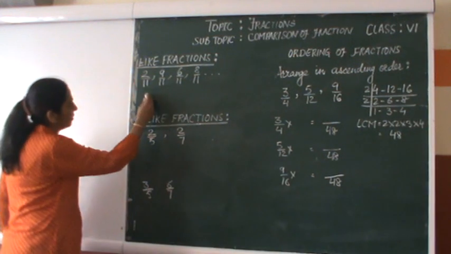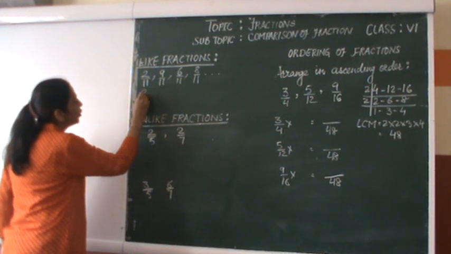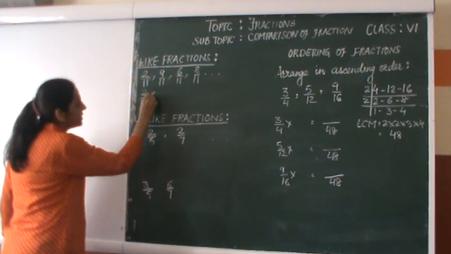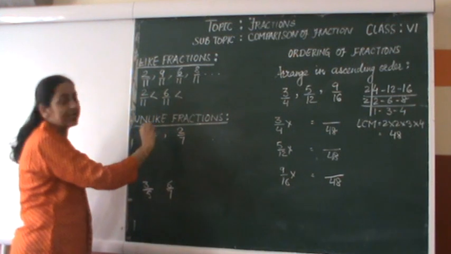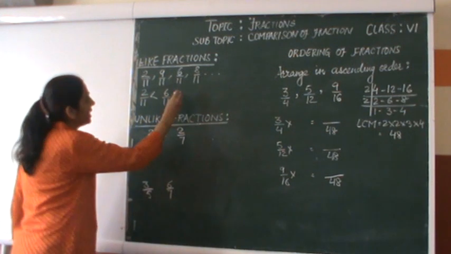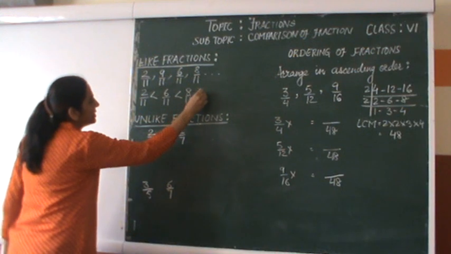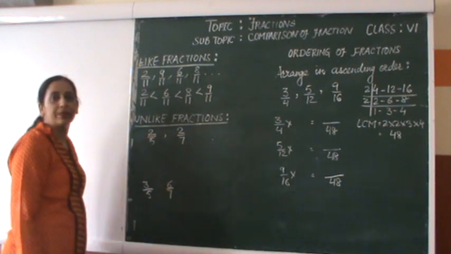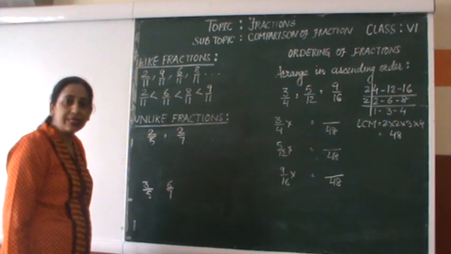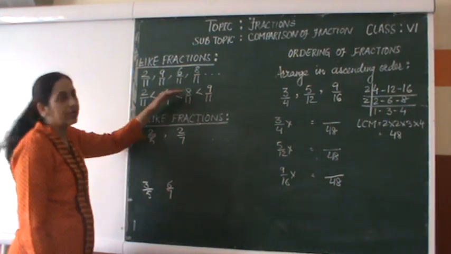So in this sum, we will have 2 by 11 is lesser than 6 by 11, and 6 by 11 is lesser than 8 by 11, which is lesser than 9 by 11. So in this way, we compare like fractions, that is, by comparing the numerators.